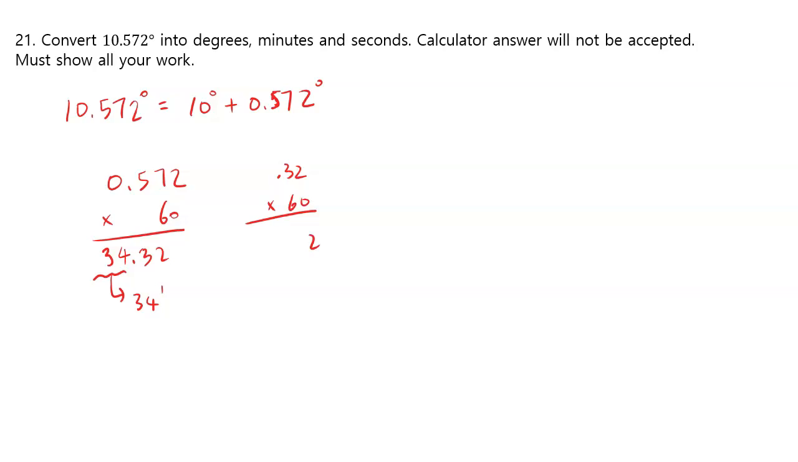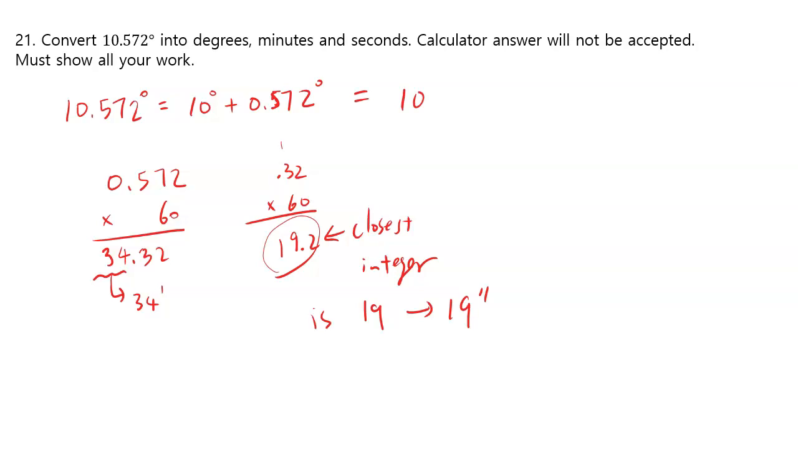Okay, 34 minutes. Okay, and then take this other leftover, 0.32, multiply by another 60. 6 times 2 is 12. 6 times 3 is 18, so 19.2 because there's a carryover here. And then the number closest integer is 19. Okay, so you get the 19 seconds. Okay, so you really have to show this much work. I did the other calculation just to show you how things really work, but this is more streamlined approach.